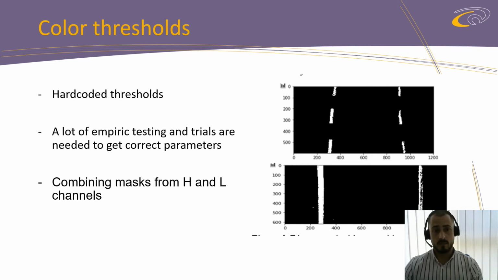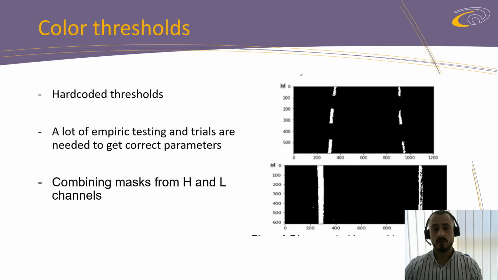Color thresholding. As I said, finding the right combination of all masks is a very sensitive part, as it contains hard-coded thresholds. A lot of empirical testing and trials are needed to get correct parameters, which is meant by parameter tuning. We have tried out various combinations of color and gradient thresholds to generate a binary image where the lane lines are clearly visible, like in the images on the right.